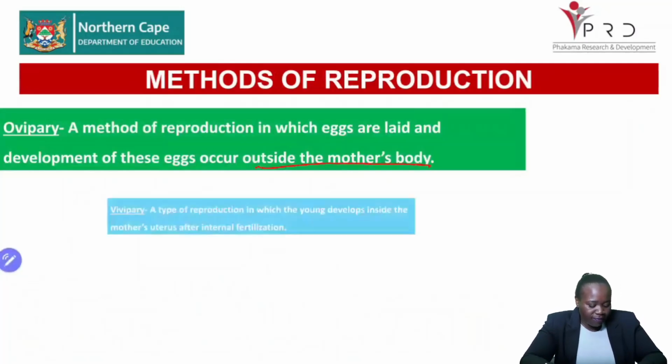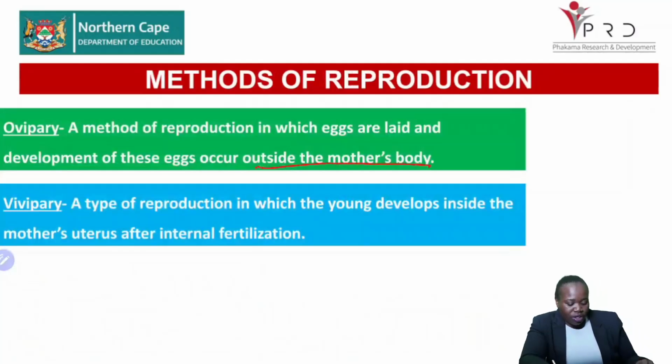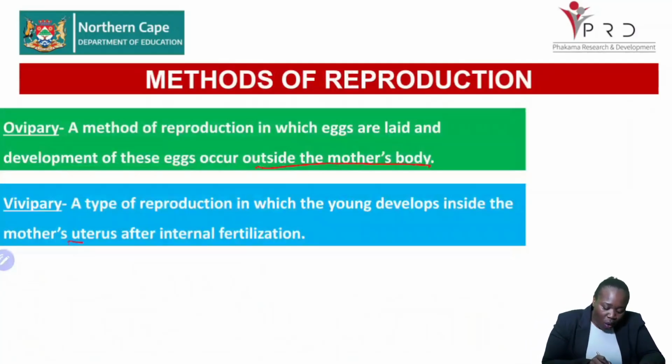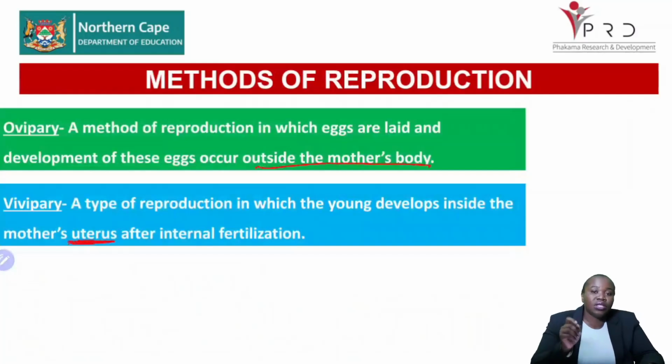Okay, and then viviparity, a type of reproduction in which the young develop inside the mother's uterus after internal fertilization. So this only takes place inside the mother's uterus. Okay, which means it is inside the mother's body.